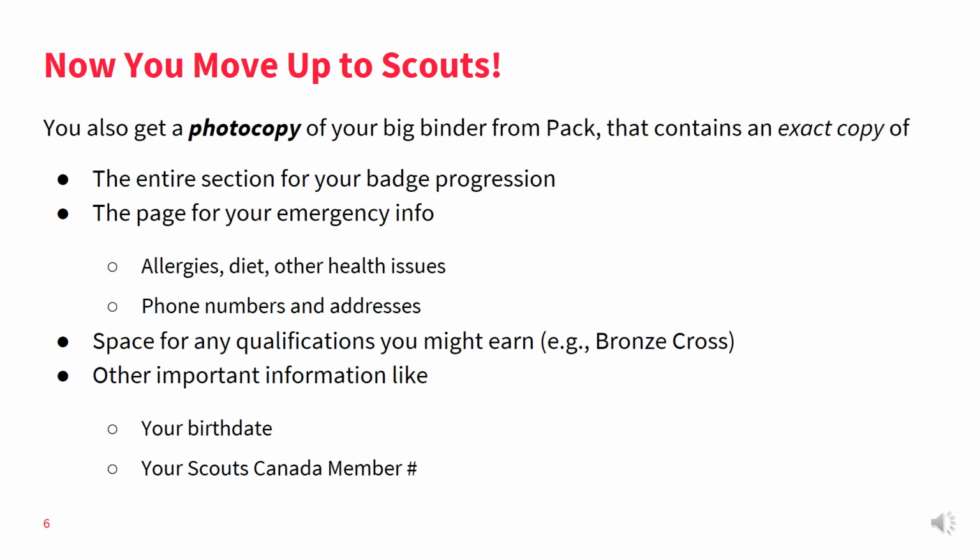But before you join the troop at the advancement ceremony, your pack scouters hand you a new binder. It's a photocopy of the binder in which they recorded all of your information. It's got the same section for your badge progression because that's going to be your starting point in troop. It's got the same emergency information, your dietary restrictions, your allergies, the emergency contact information, and it's got all of the qualifications that you've already earned. You can then take this binder over to the troop and they'll start to use that binder to record all of your subsequent advancement.